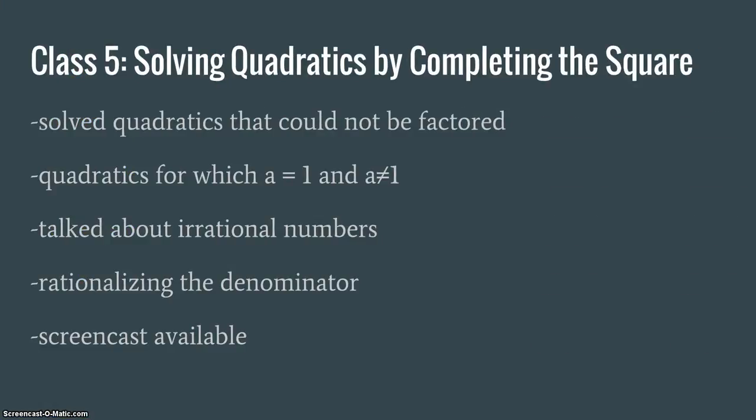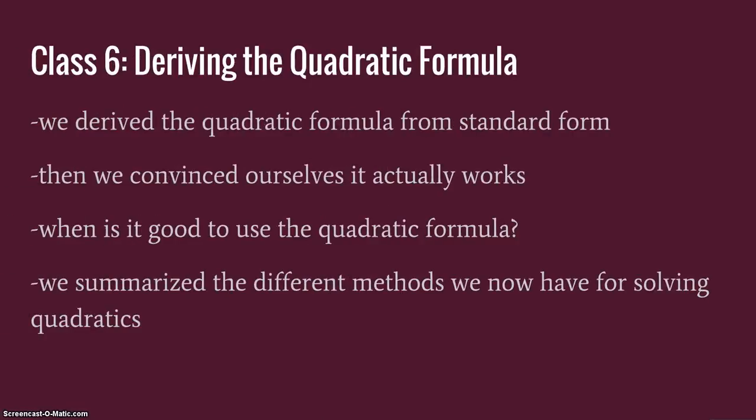Class number 5, we were solving quadratics by completing the square, so no longer were they just expressions, now they were equations. And so we talked about other ways of solving a quadratic, especially the ones that can't be factored or can't be factored nicely. This brought us to a conversation about irrational numbers and how we express the solution when there's a radical in the solution. So go ahead and take a look at that and make sure you know how to rationalize the denominator. There's a screencast. If you didn't look at it then, you might want to look at it now as a review for the test.